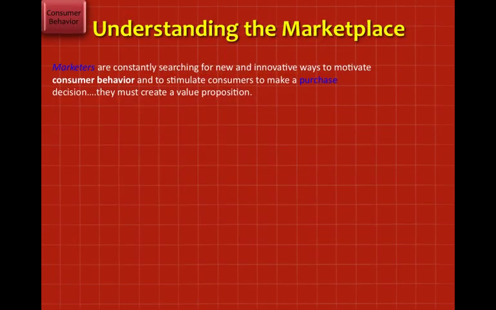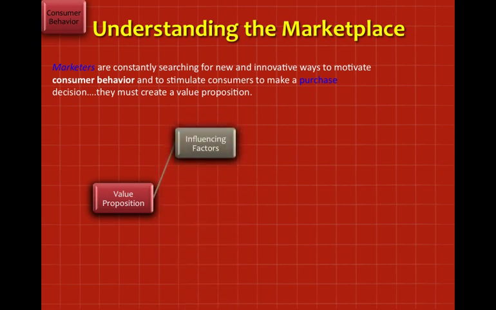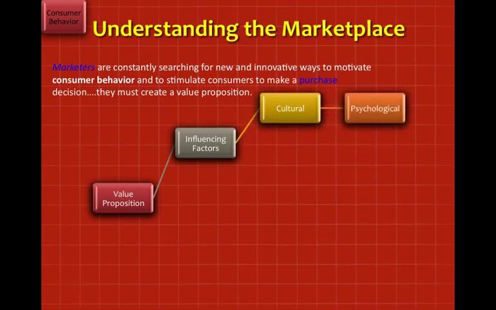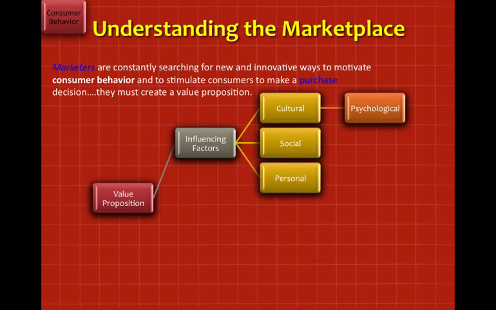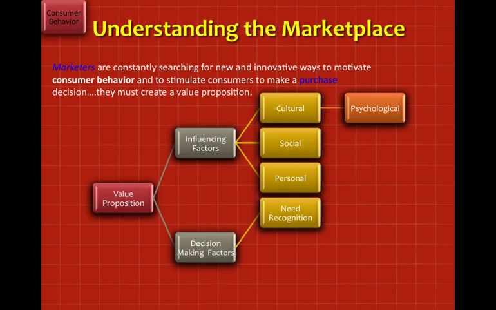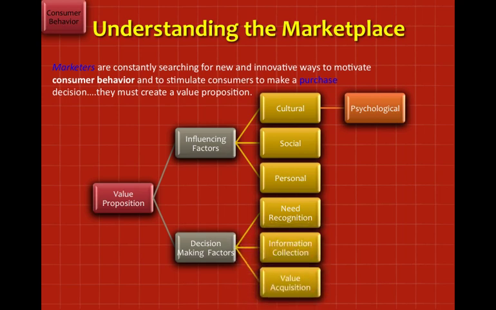So after we look at that industry structure, then marketers are really interested in consumer behavior and how to move that to stimulate consumers to make a purchase decision. So in order to make a decision about a purchase of a product or service, there has to be a value proposition laid on the table. And in creating that value proposition, marketers take into consideration that there are influencing factors such as the person's culture, their psyche, their social upbringing, and then their personal values and beliefs, but also that there are decision making factors to take into consideration, including need recognition, information collection, value acquisition, and value assessment.